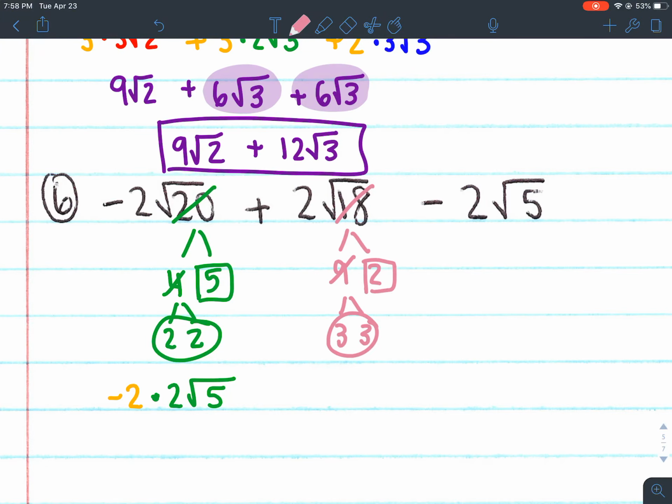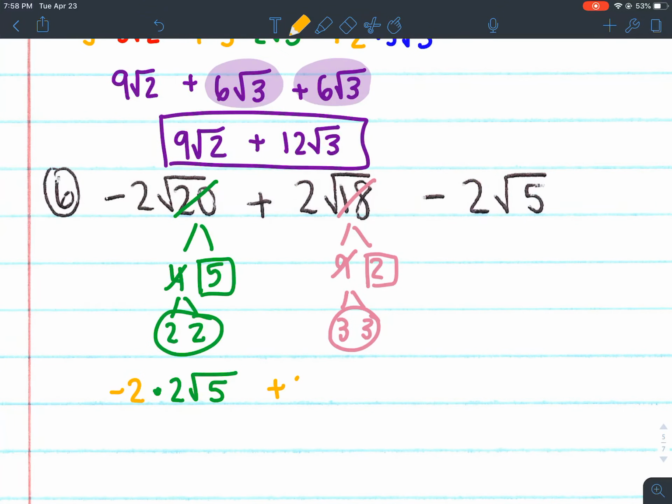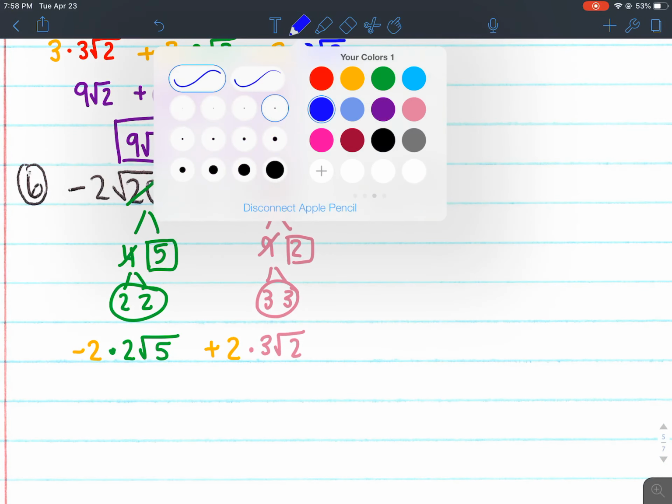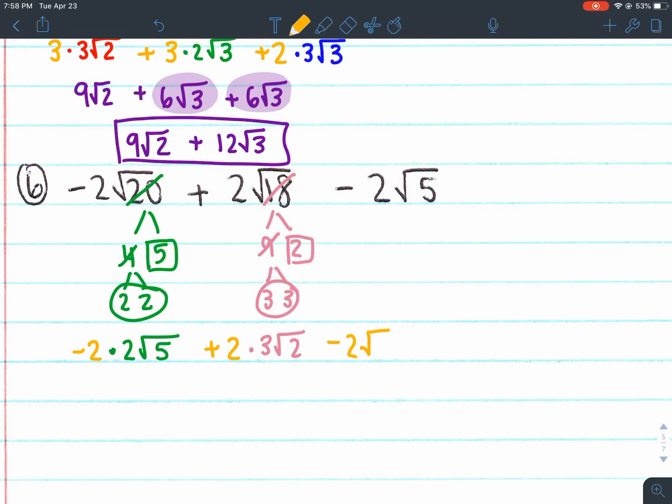a pair of 3's there, and the 2 is going to be by itself, plus 2 times the 3 for the car and 2 for the child. And then the minus 2 square root of 5 is just what it is. So I'm just going to actually write that in orange because I can't simplify that any further.